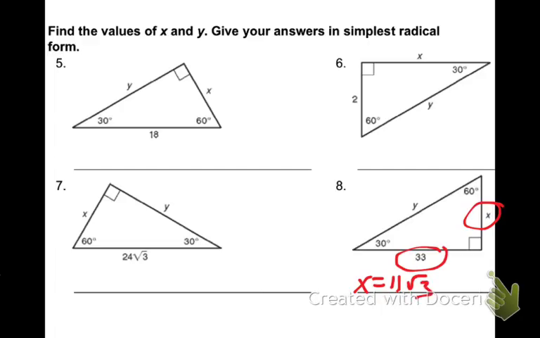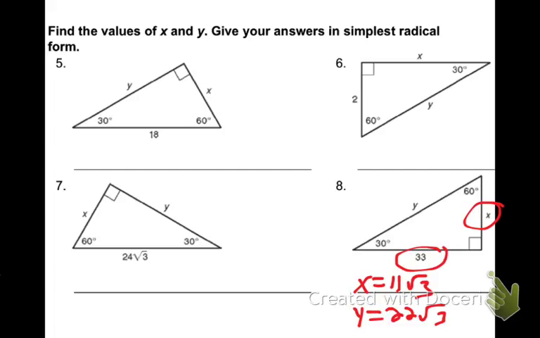That is awesome. And now, once I find that shorter segment, what's my longer segment going to be? What's my hypotenuse going to be? It is 22 square root of 3. Very good.